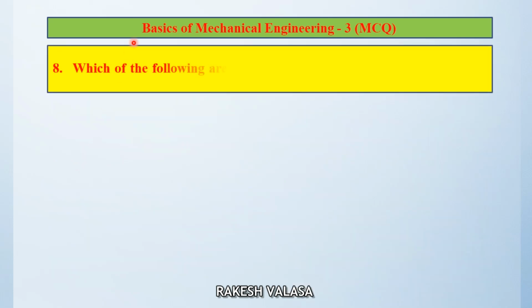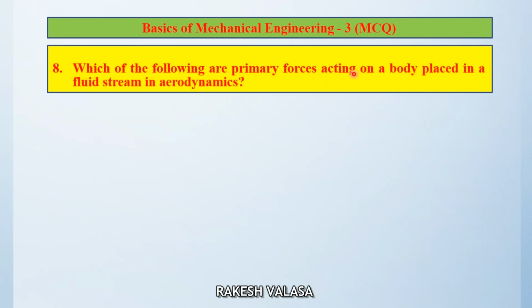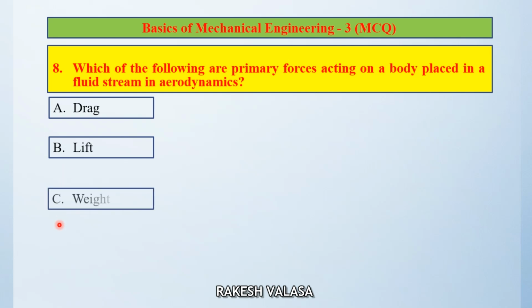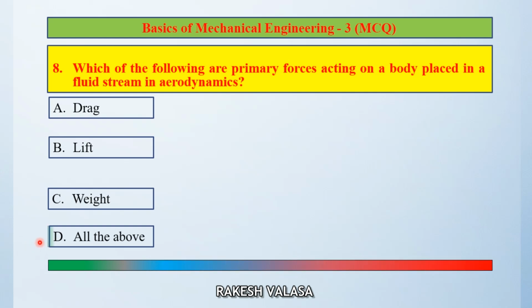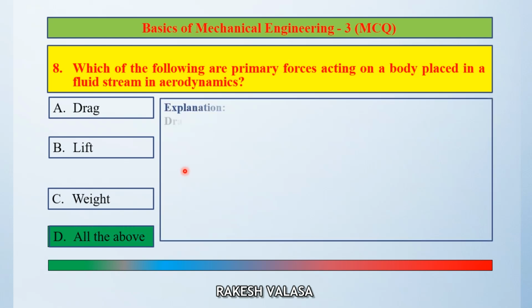Question number 8. Which of the following are primary forces acting on a body placed in a fluid stream in aerodynamics? Option A, drag. Option B, lift. Option C, weight. Option D, all the above. The correct answer is option D, all the above. Let us see the explanation. Let us discuss these three terms.